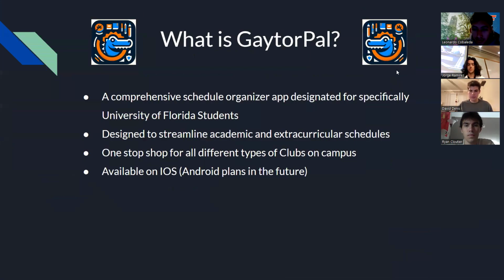So what is GaytorPal? GaytorPal is essentially a comprehensive schedule organizer. We saw a lot of problems with just the way the schedule organizers are made. Our GaytorPal app is to essentially streamline academic and extracurricular activities and just find all the information on campus for different clubs and different things of that nature and just the events that they have. And this app was specifically for iOS.